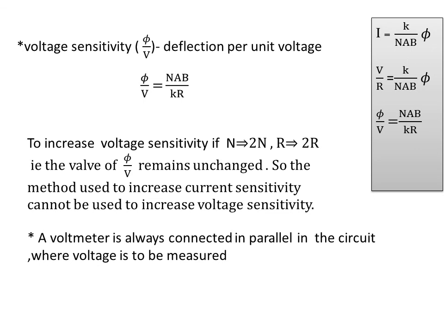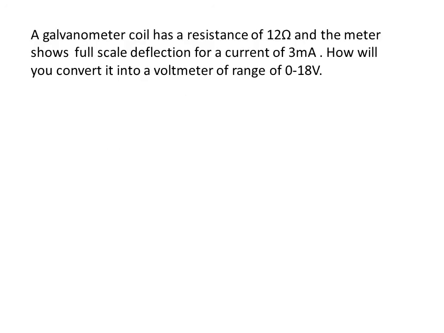Another point is, how will you connect a voltmeter in a circuit? A voltmeter is connected in parallel in a circuit where voltage is to be measured. Let us try to do this problem. A galvanometer has a resistance 12 ohm and it shows a full scale deflection for a current of 3 milliampere. How will you convert it into a voltmeter of range 0 to 18 volt?